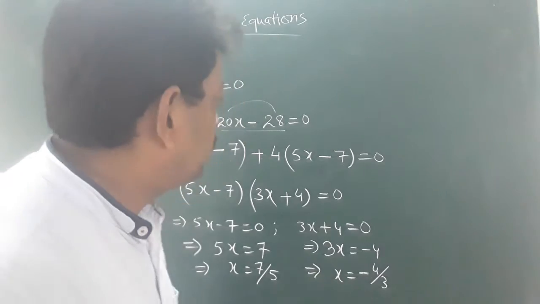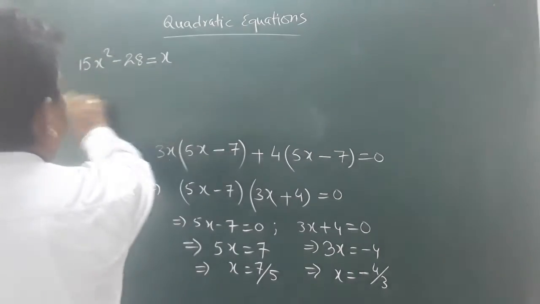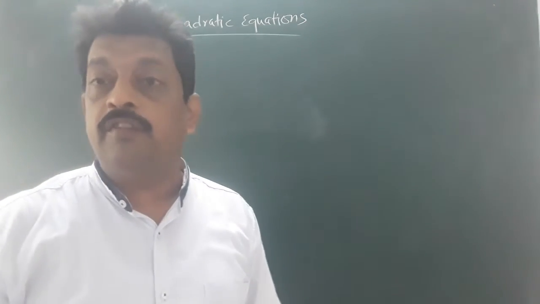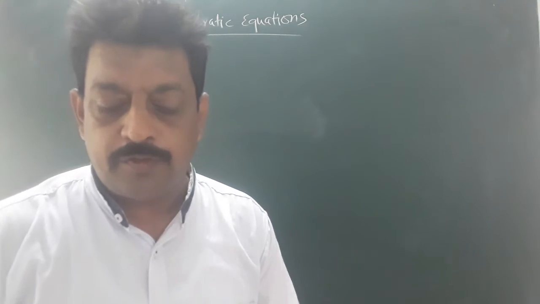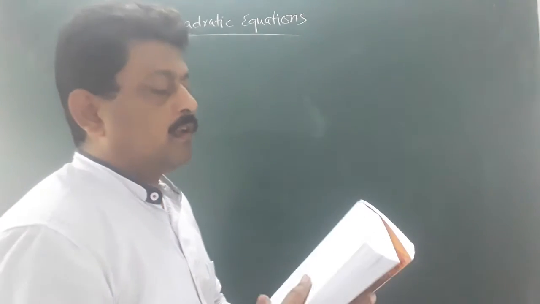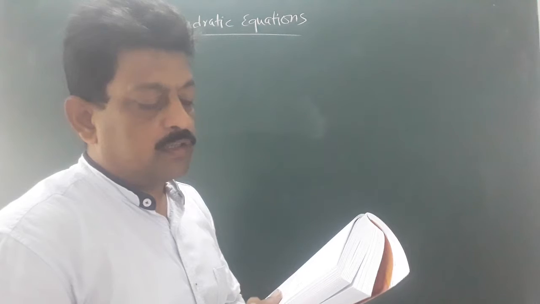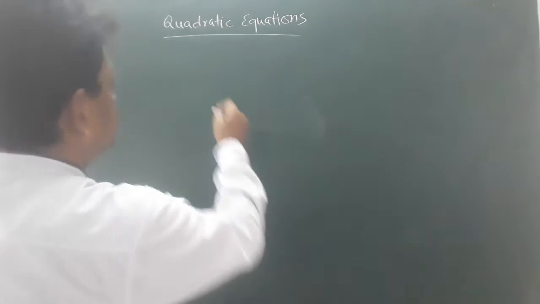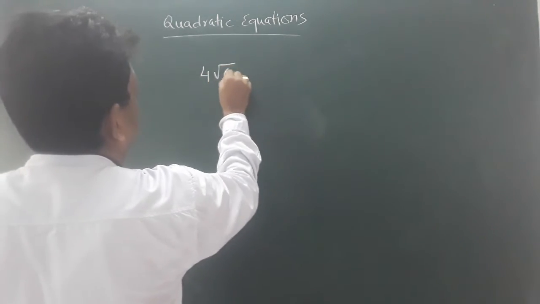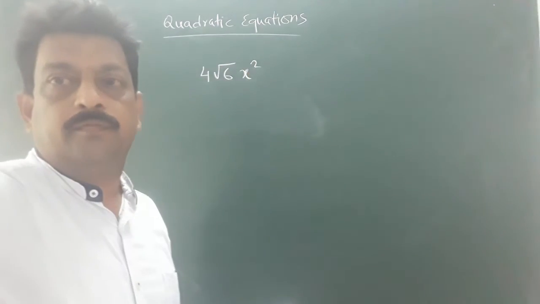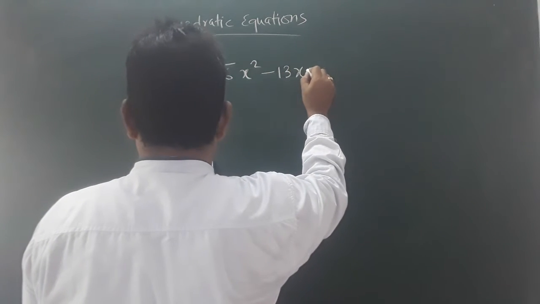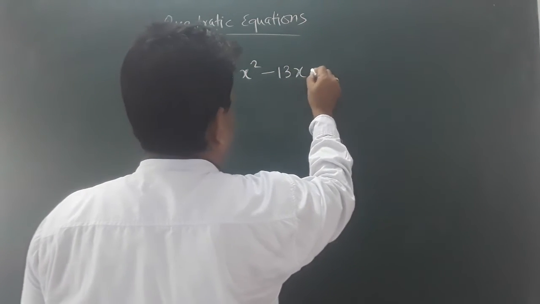Let me give one a little bit complicated question. Complicated in the sense that it involves a root sign. Most of you don't like this, that there should be a root, but still such a question may come. So I am giving you that one. 4 root 6 x square minus 13x minus 2 root 6.